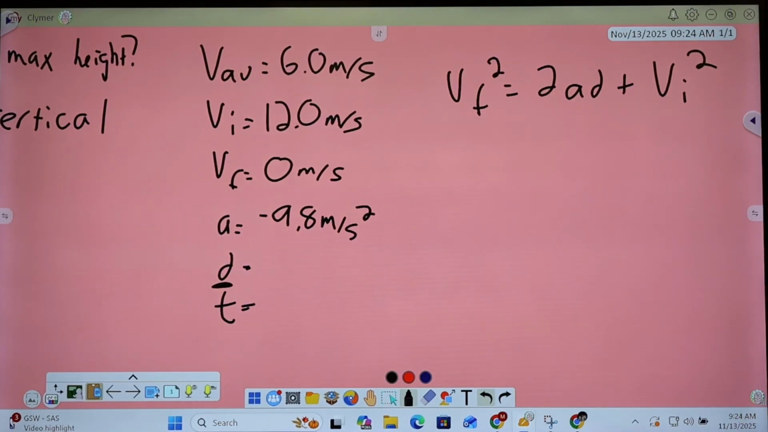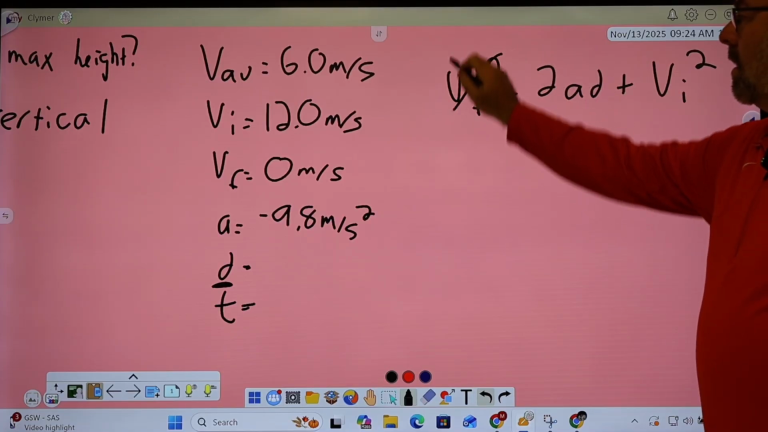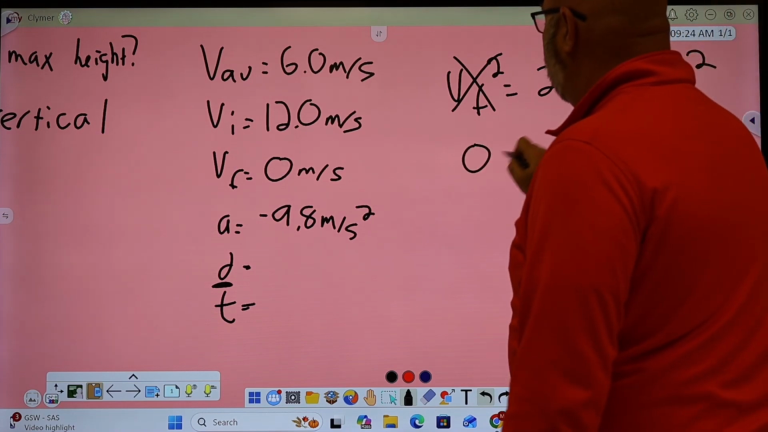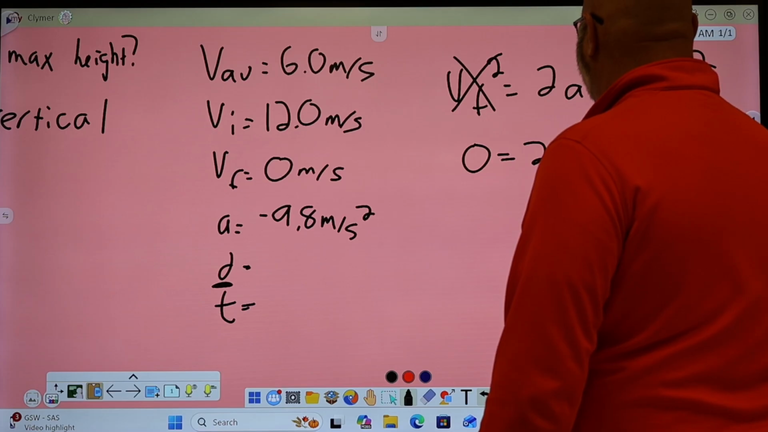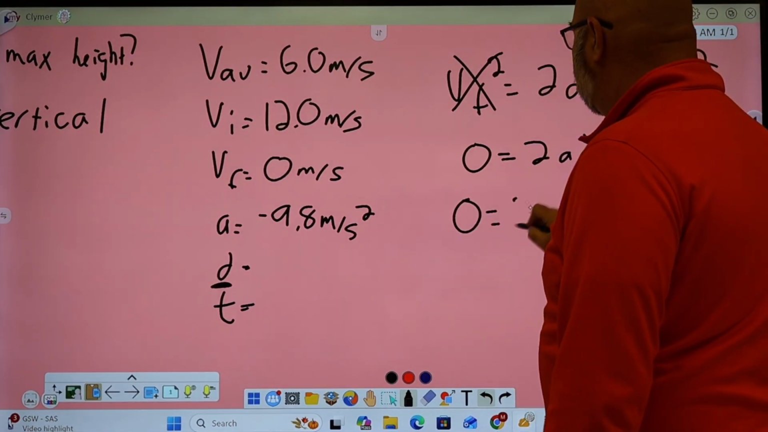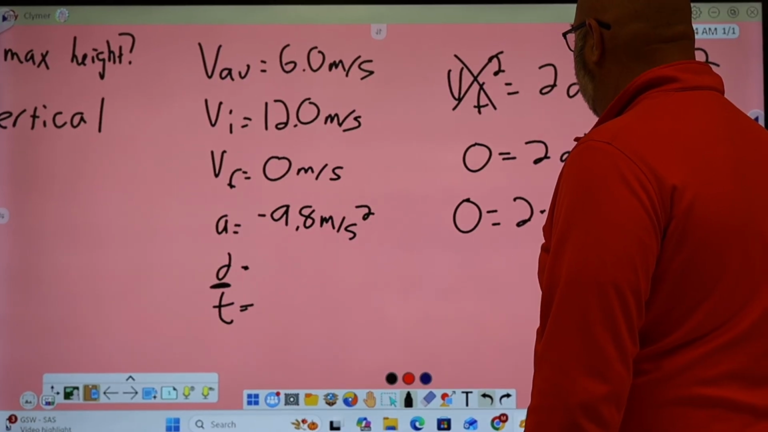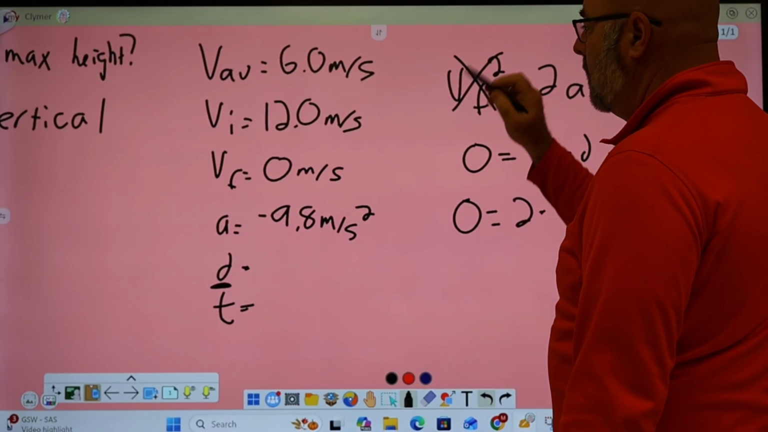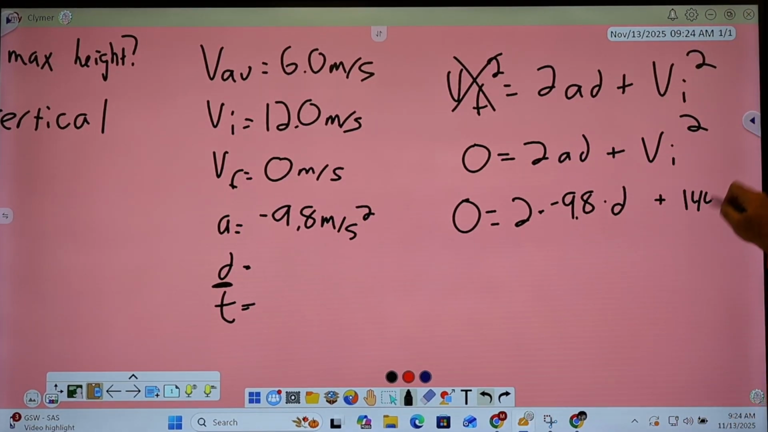And let's start plugging and chugging. Well, first off, what goes away? This goes away, right? This was 0. I'm going to have 0 equals 2AD plus VI squared. Let's plug in. 0 equals 2 times negative 9.8 times D plus VI squared, 144.